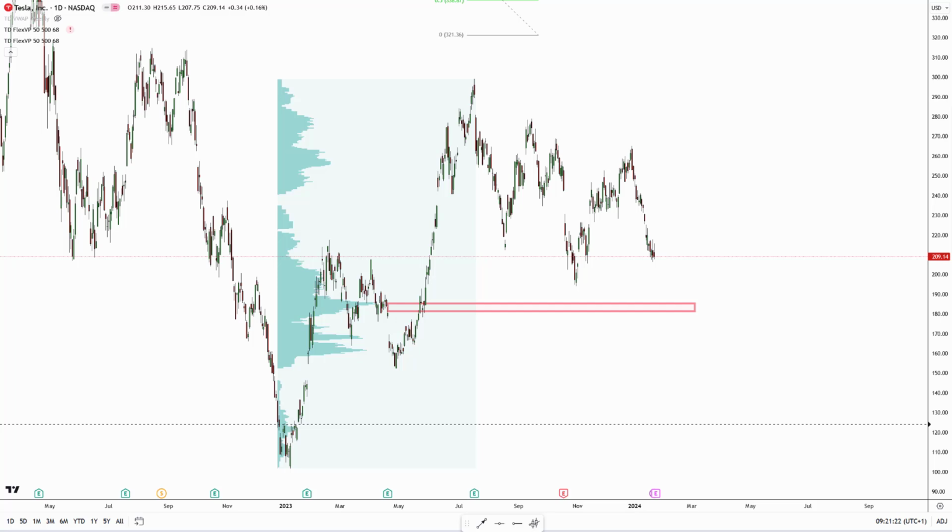Today I would like to do a long-term analysis of Tesla. So what you see before you is TradingView platform. This is a daily chart of Tesla stock, and I'm looking at this support, which I marked here. It is at 185, and it is based on a volume profile trend setup, which you can see in here.